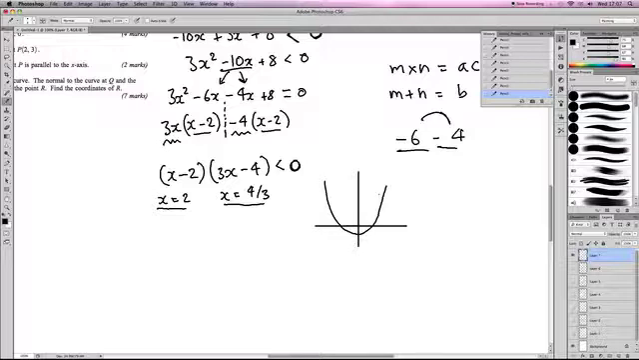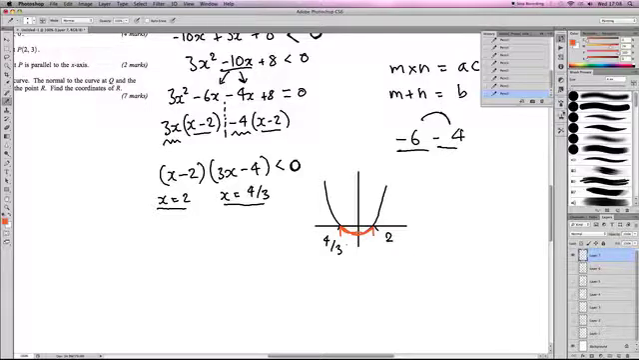So at this point you've got to decide which one's the bigger number. 2 is the bigger number, so put it there. 4 over 3 is a smaller number, so put it there. Next bit is you want to look at this bit here. So I'm looking for when it's less than 0. It's less than 0 when it's below the x-axis. So this bit here. So it's starting here and it ends here.